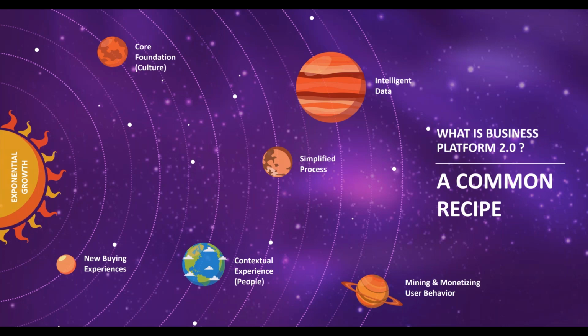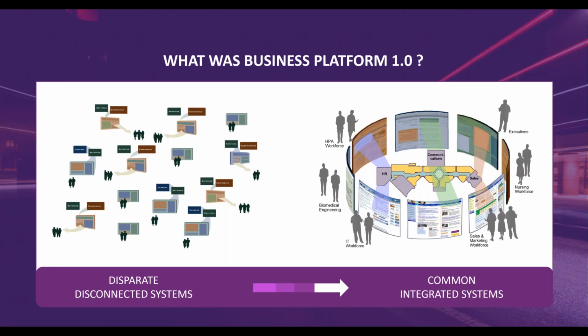New buying experiences, and the core foundation is certainly people and culture, right? For intelligent data, simplified processes, and contextual experience to coexist together, the most important aspect is the mindset and people and culture. I'll talk a little bit on that, but I'll stay focused on the technology and business aspect of the discussion today. And as we go along, I'll talk about the reference from the past, which is what was 1.0.